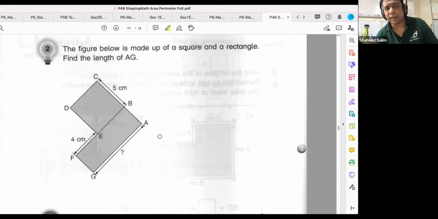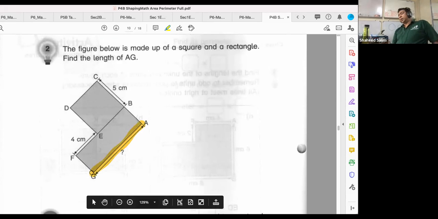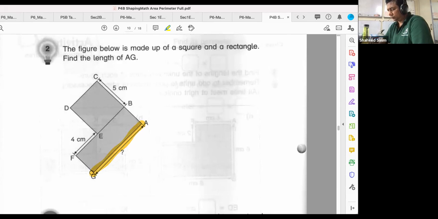Can you find the length AG? Okay, can you find AG? You look at it, you'll be able to see what is AG.